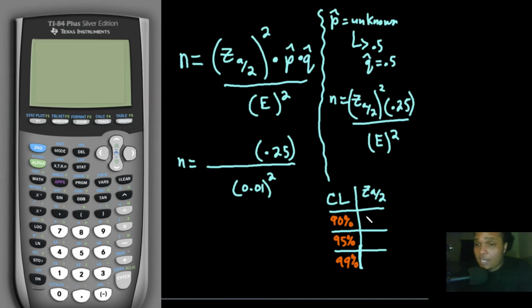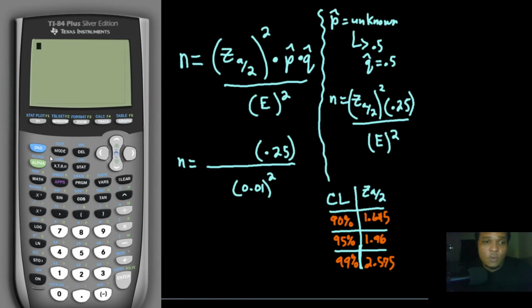For 90%, you're going to use 1.645 each and every single time. For 95, this is 1.96. And for 99, it's 2.575. Now, if you were a little skeptical and you don't want to commit those to memory, trust me, you're going to want to commit those to memory. If you don't want to commit those to memory, remember what I said?